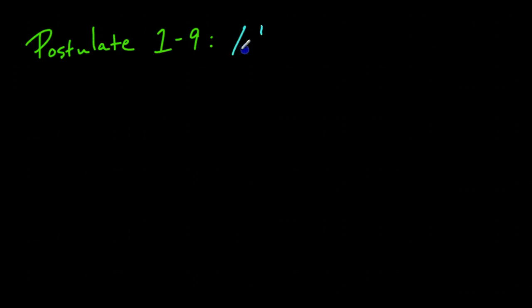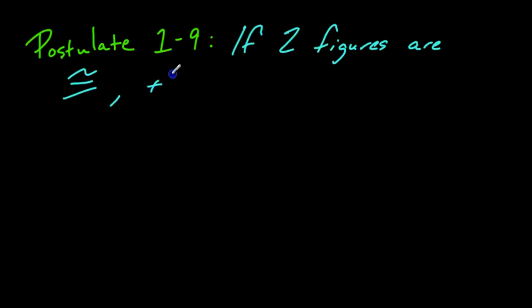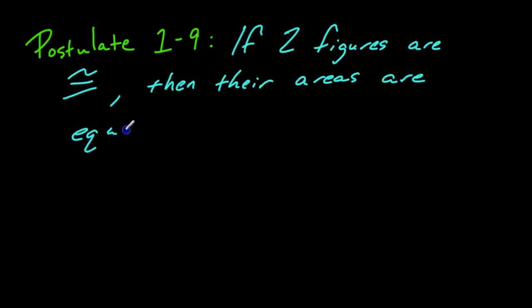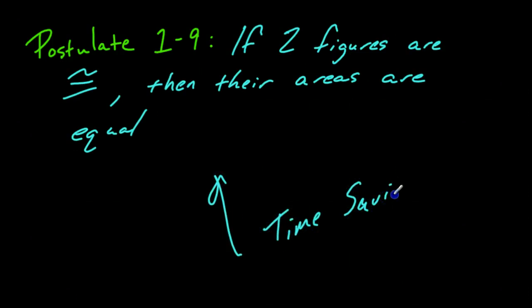All right, postulate 1-9. This is a time-saving one. If 2 figures are congruent, then their areas are equal. Hopefully this makes sense. Again, like I said, this is just a time-saving postulate. If you prove that one area is something, you don't have to prove the other area is something if they're congruent.